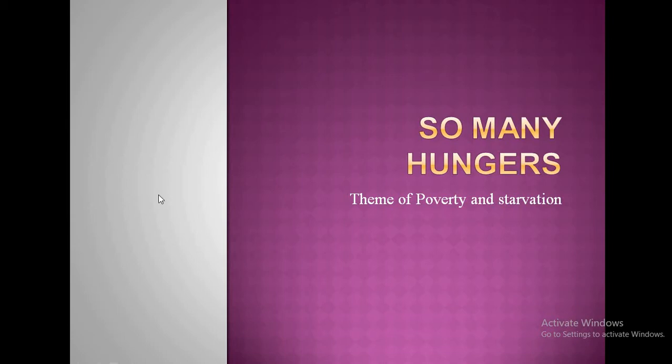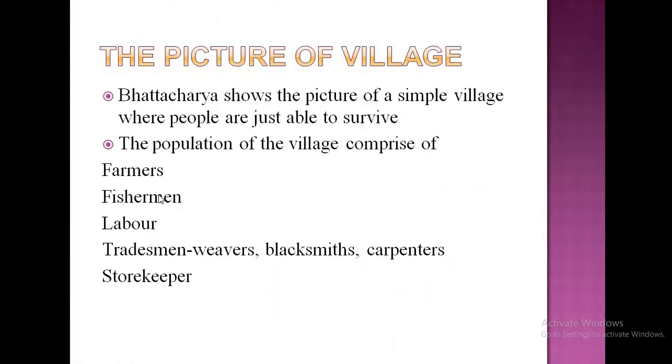In this, first of all, we get a picture of the village. The village Baruni is the one that presents us the picture of starvation. How did it start? Bhattacharya shows in this picture of the simple village where people are just able to survive. They're just able to live on.